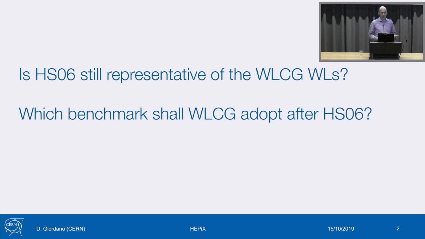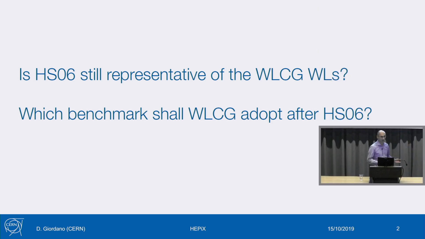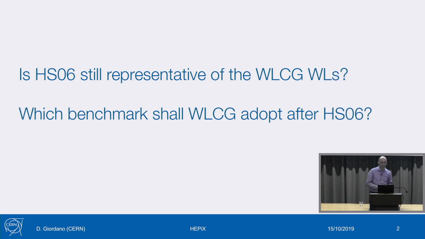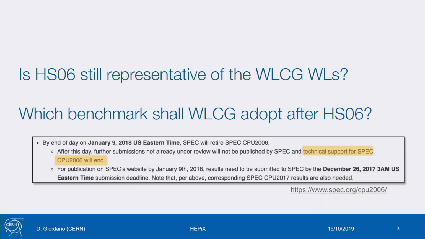What I want to cover are essentially 2 questions. Is HEPiX 6 still representative of the WLCG workloads' performance on the CPU models on which we run and will run in the future? And if not, what will be the benchmark that WLCG shall adopt after HEPiX 6? Also because, as you probably know, HEPiX 6 is based on SPEC CPU 2006, which has been terminated in terms of support since 2018, because SPEC CPU 2017 is out.